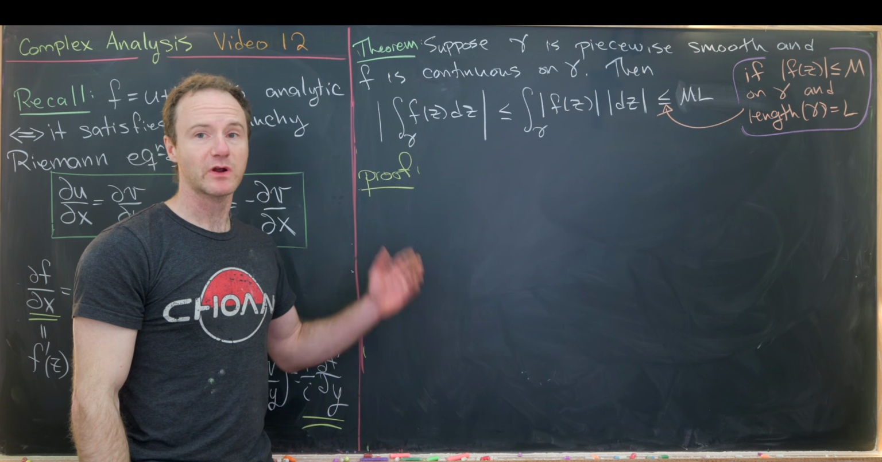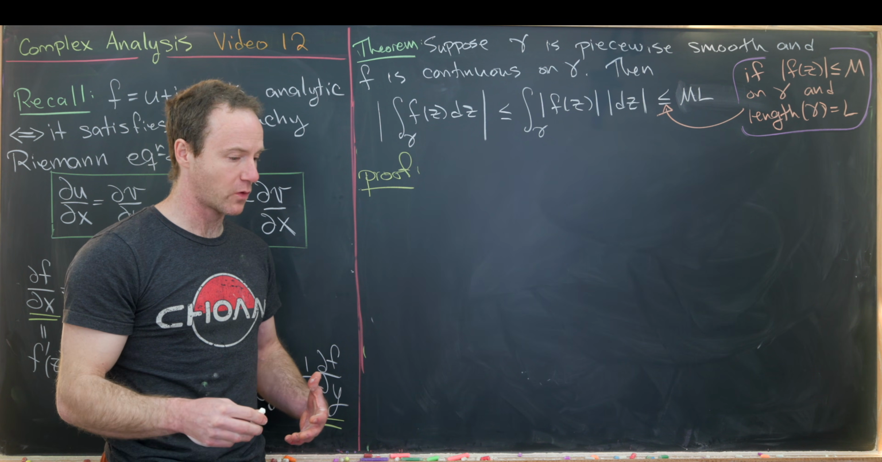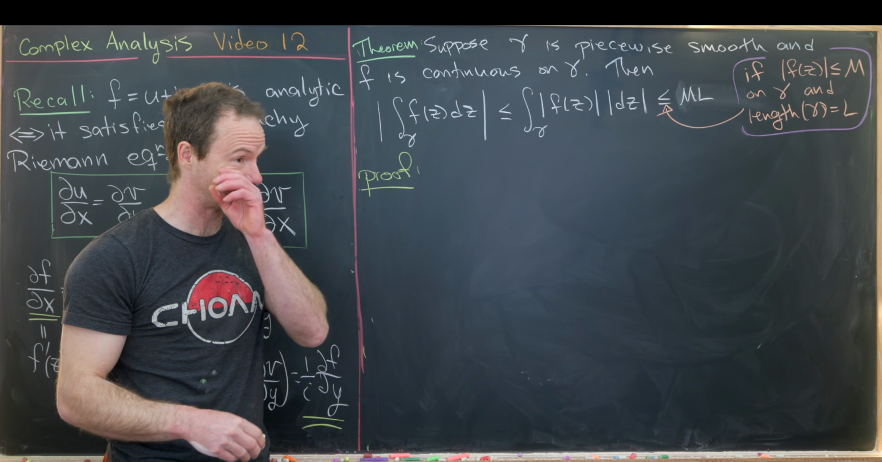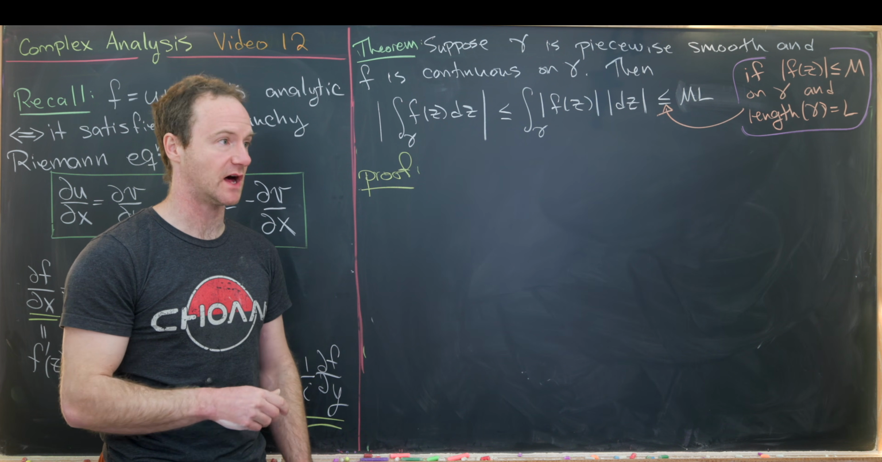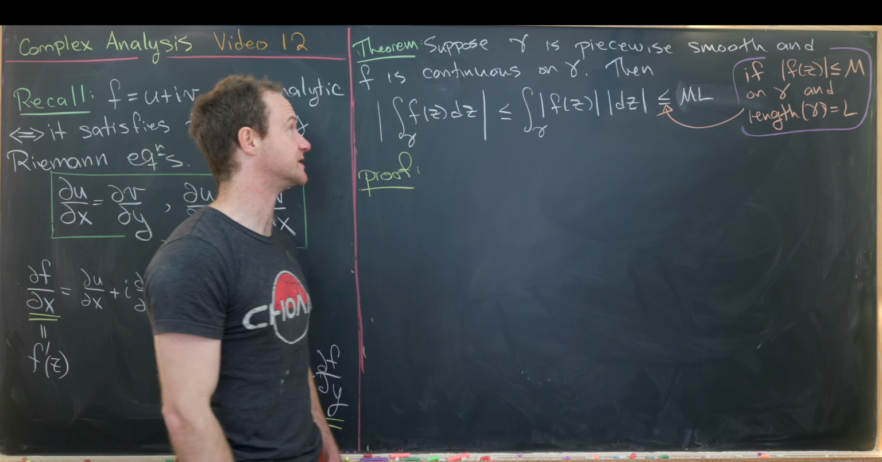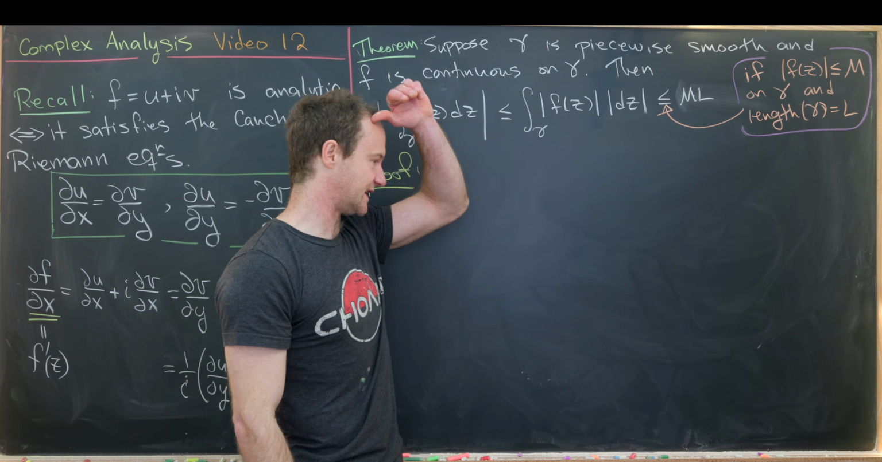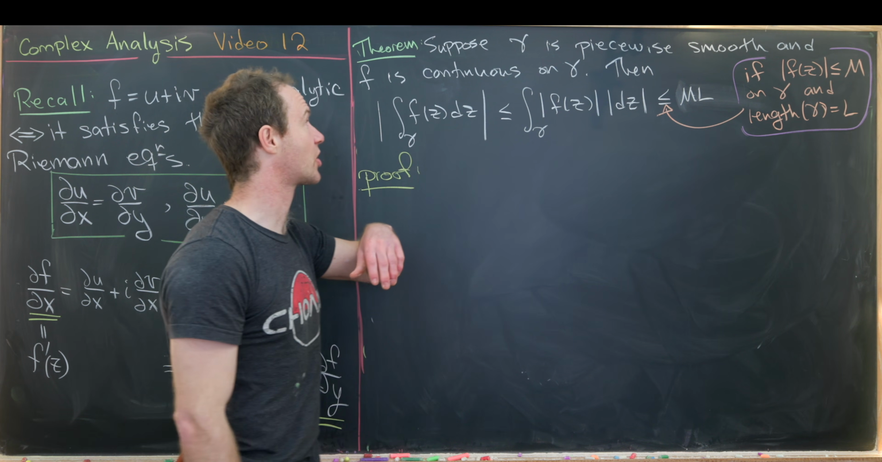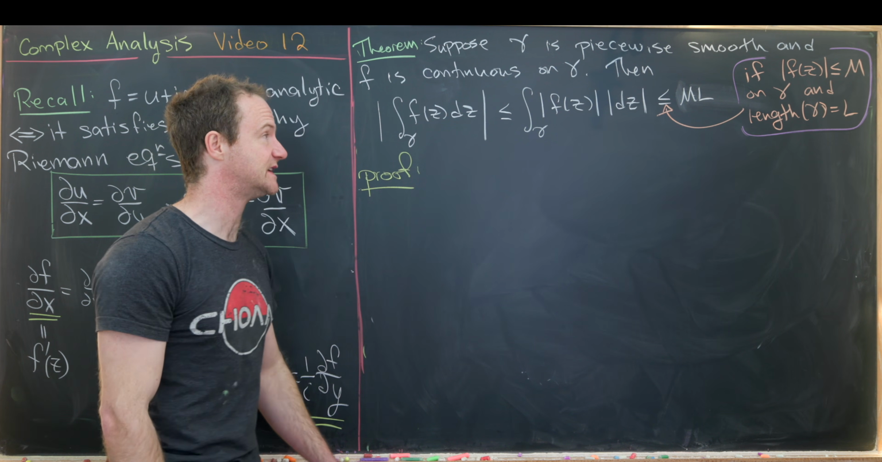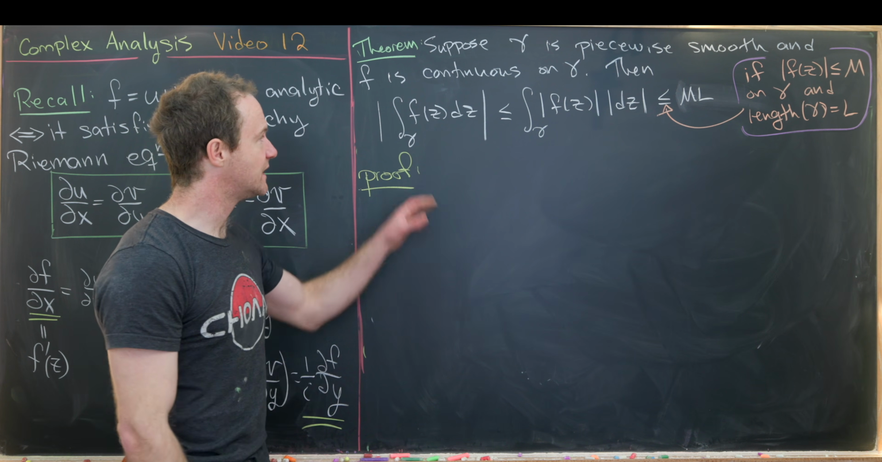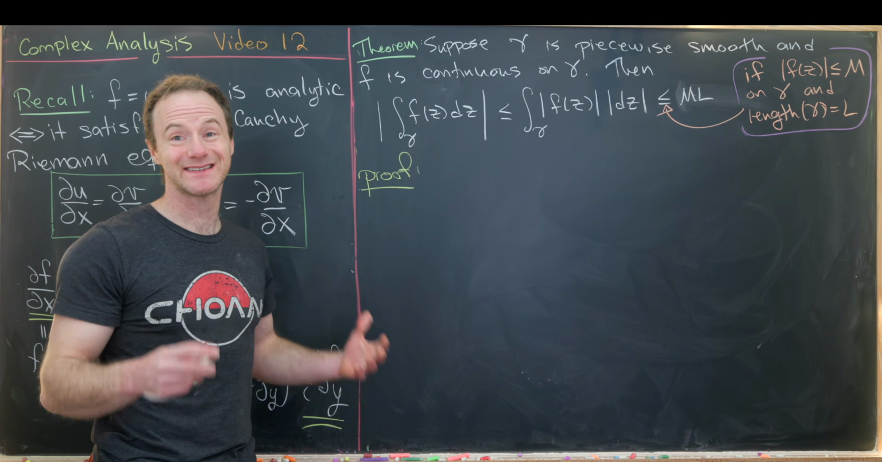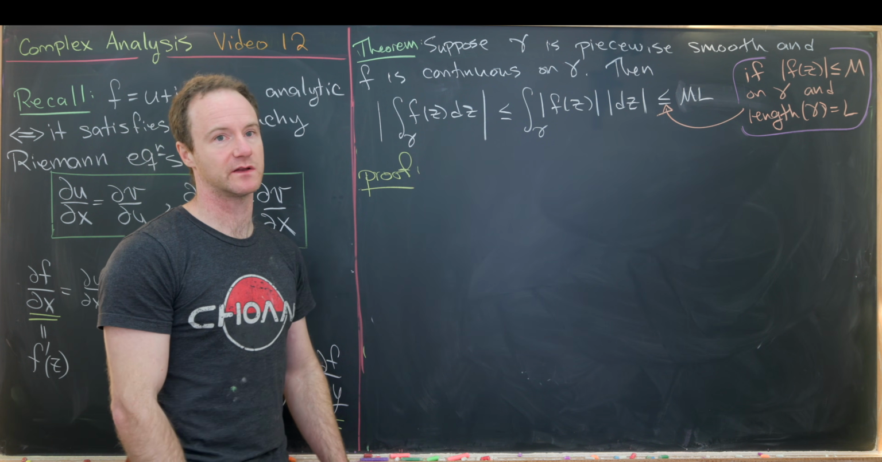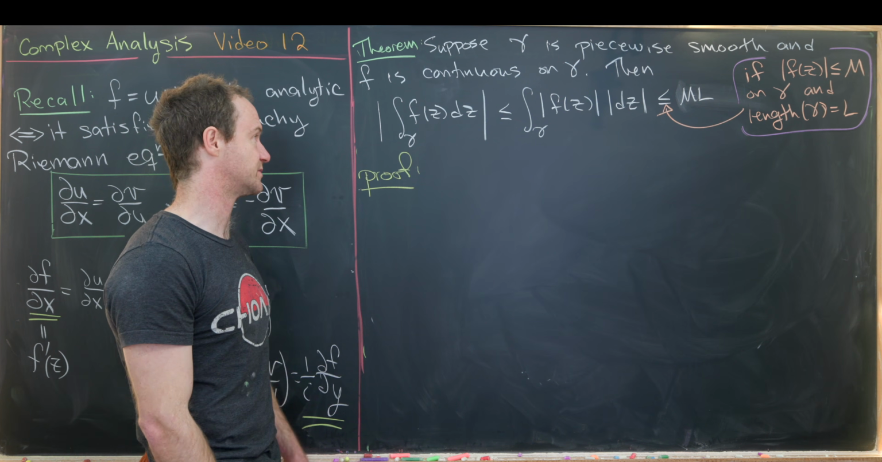Now we're going to present a theorem which is pretty important for making estimates, which we'll use a lot later to show a bunch of terms go to 0. So let's suppose that gamma is a piecewise smooth curve and f is continuous on gamma. Then we have the following inequality, which is essentially the triangle inequality for line integrals in the complex plane.